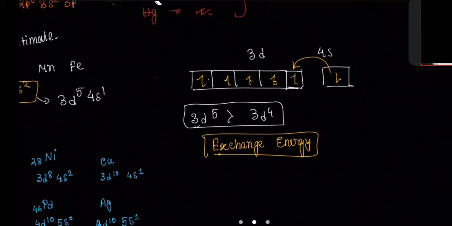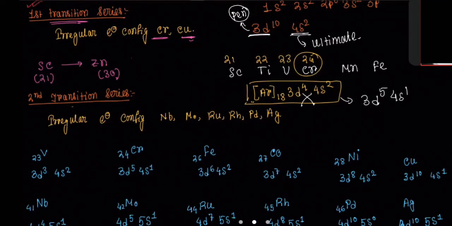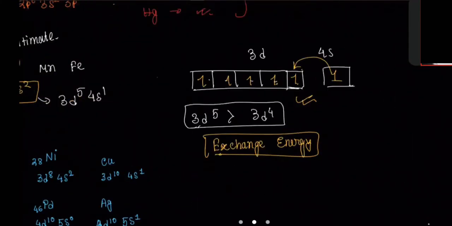So this is going to be very stable. Now the spin should be similar, right? So this is the perfect electronic configuration. Because of the half-filled stability, 3d4 4s2 is not the right answer. 3d5 4s1 is the right answer. Similar things go for copper as well.